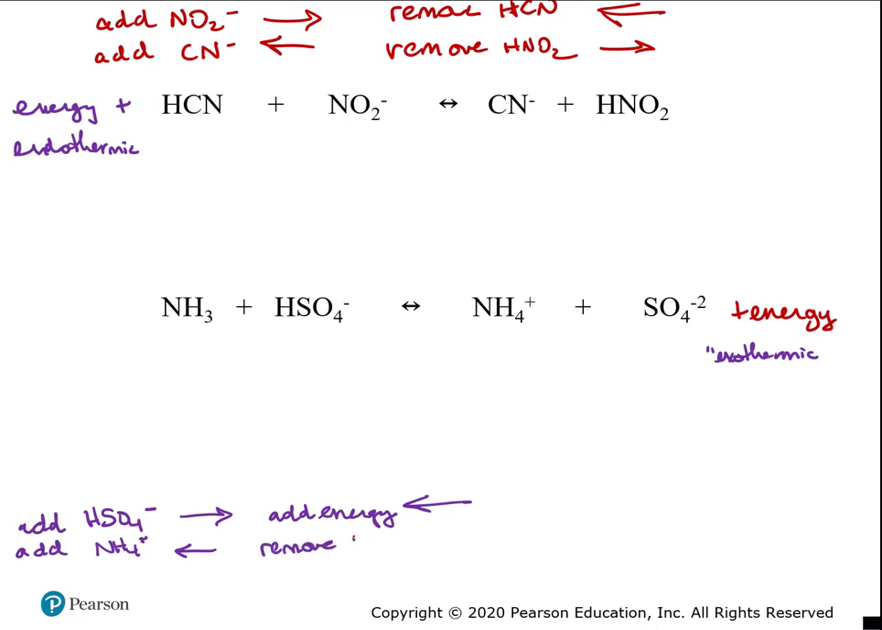So if I remove HSO4 minus, it's going to go to the left because HSO4 minus is a reactant. Whatever I remove, the reaction moves towards it. Think of it like the seesaw. If I take some stuff off of the reactant side, that side gets too light. So I have to shift the reaction towards what I removed to bring it back into balance. So what if I remove SO4 2 minus? And what if I remove energy?